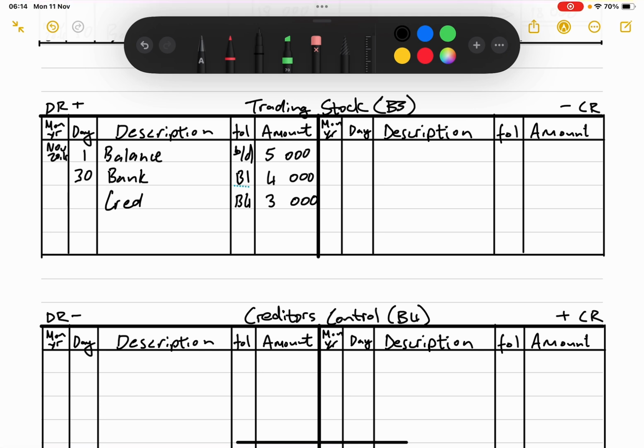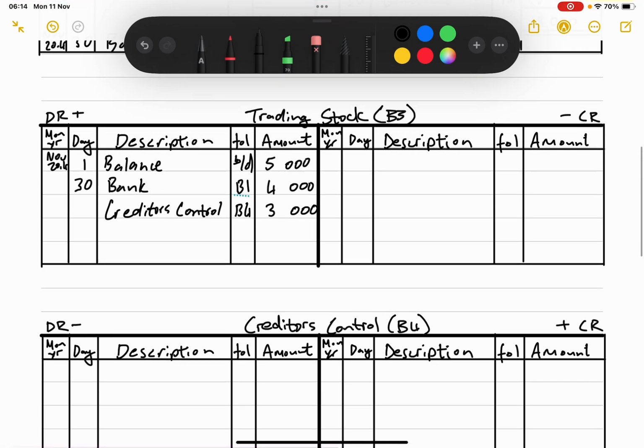Creditors control. I'm not writing dates.